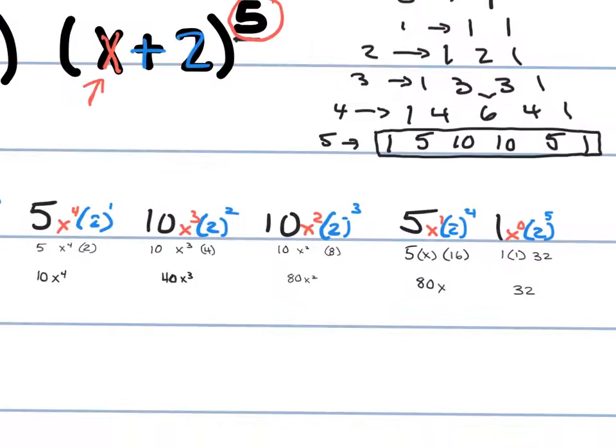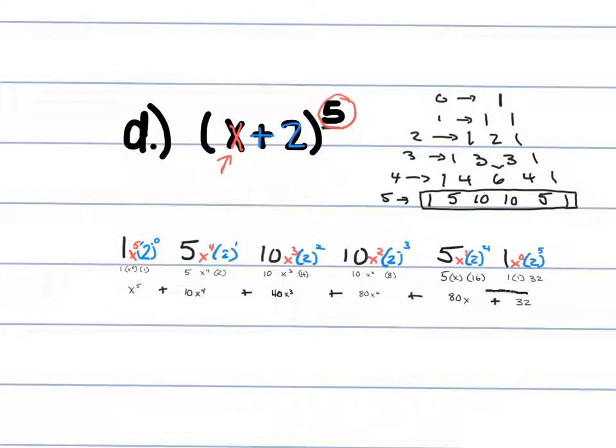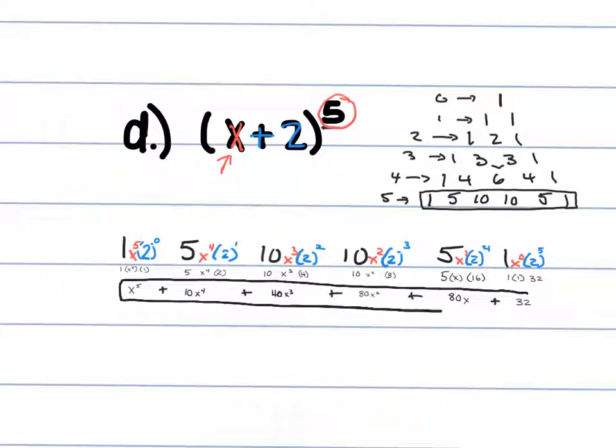Let's put this all together. We've got x to the 5th power plus 10x to the 4th power plus 40x to the 3rd power plus 80x squared plus 80x plus 32. Now, we would have gotten that same answer if we would have done this the long way by just sitting there doing x plus 2 times x plus 2 times x plus 2 all the way until we've done it 5 times. But why not just have a much faster way with Pascal's triangle?